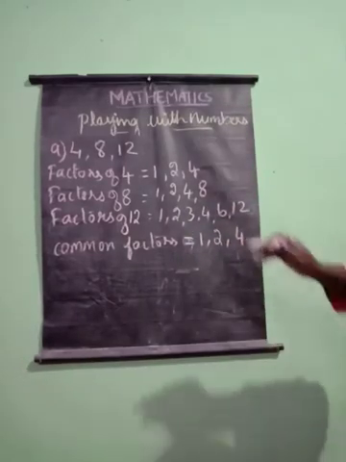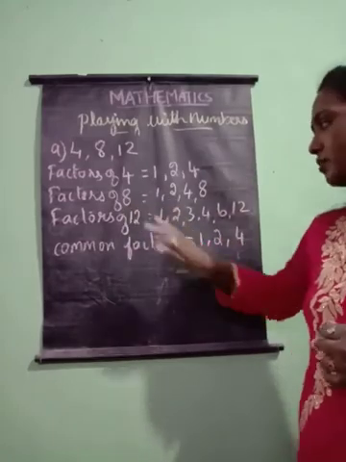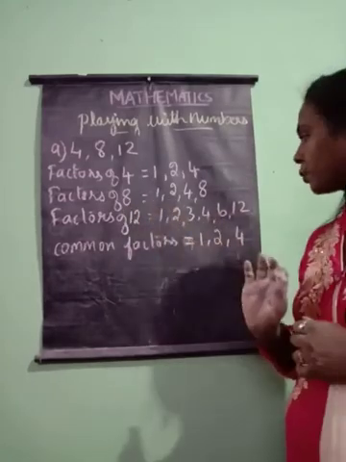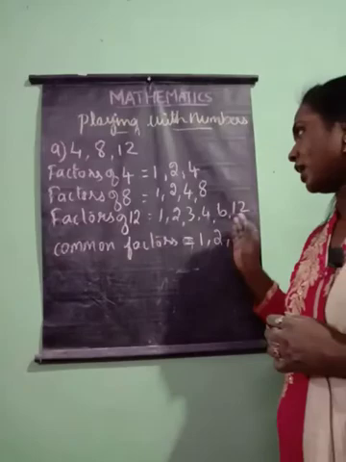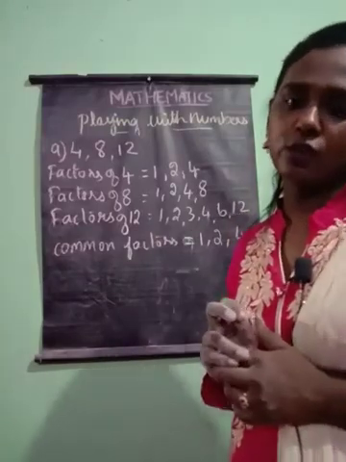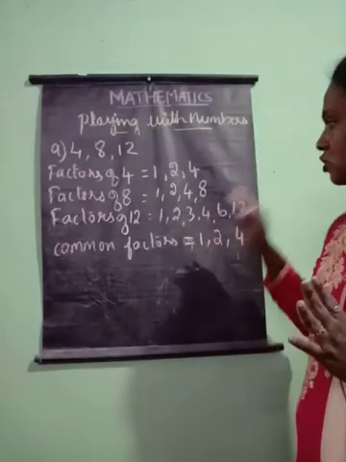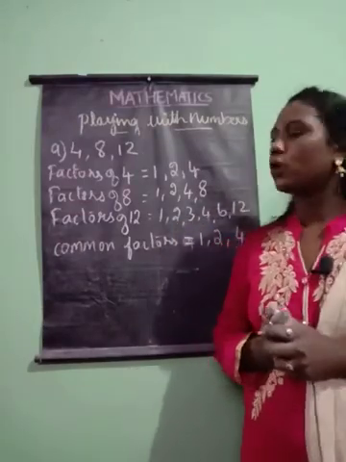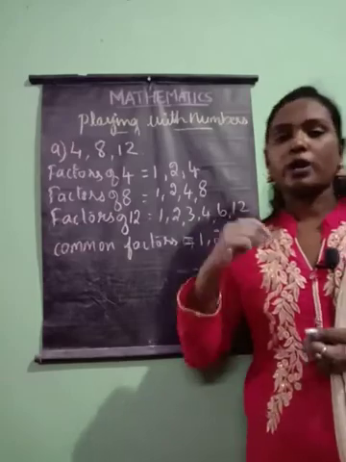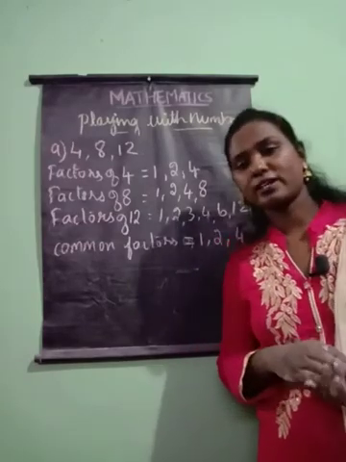So that's it. You can see 8 is present only in the factors of 8, 3 is present only in 12, 6 is also present only in 12, and 12 is also present only in the factors of 12. So we have to just write the common factors of the given numbers. So I hope you understood this problem. So write it, practice it, and you will understand even more.